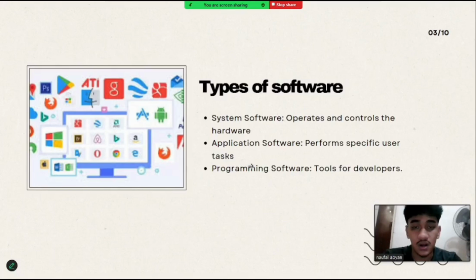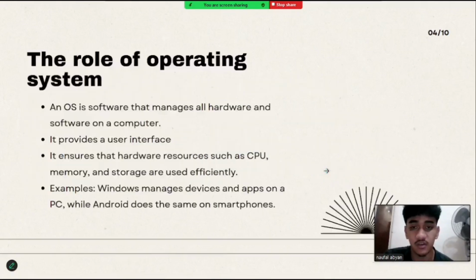Okay, there are three types of software. One, system software. It operates and controls the hardware. Two, application software. It performs specific user tasks. And three, programming software. It provides tools for developers.